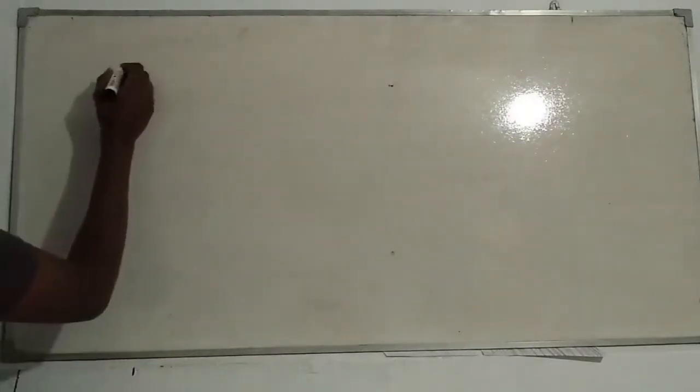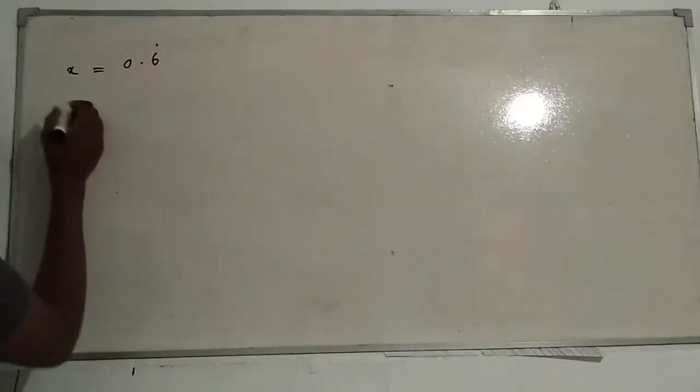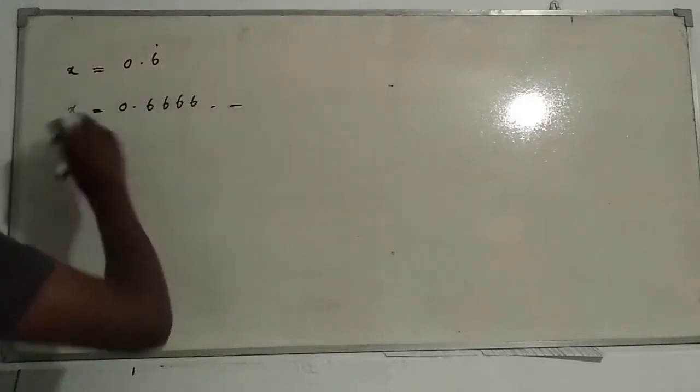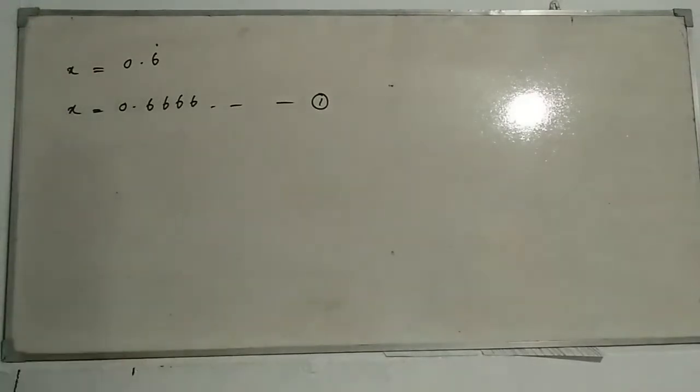First question is 0.6 recurring. This is a recurring decimal number. Now we have to convert this recurring decimal number into a fraction. Okay, right. Let's take this decimal number first as x. So x equals 0.6 recurring. Now we can rewrite this decimal number like this: 0.6666 going on forever like that. Just take this as your first equation.